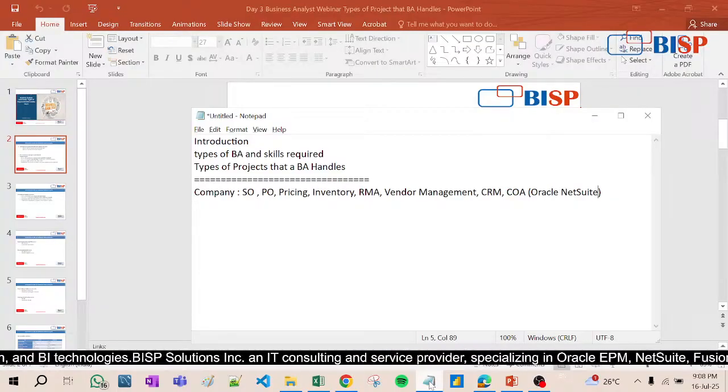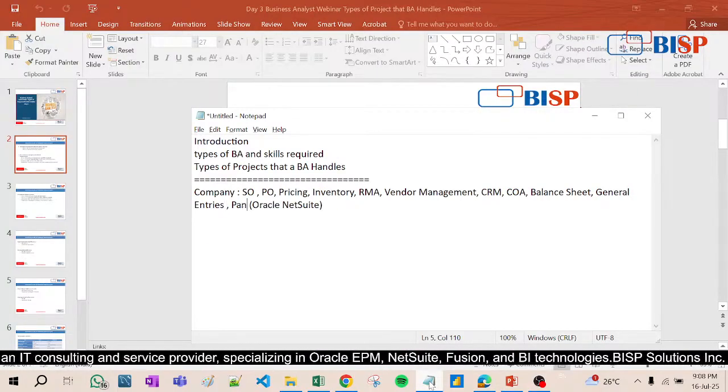One more thing was missed. For example, balance sheet, general entries, P&L report. All these things are incorporated in this ERP. Now it manages all financial, sales, procurement, inventory, HR, all these departments. One module dedicated to each department is prepared and incorporated in this application.